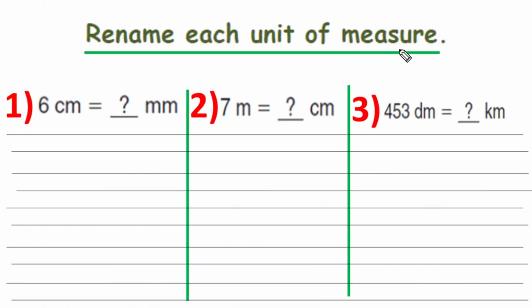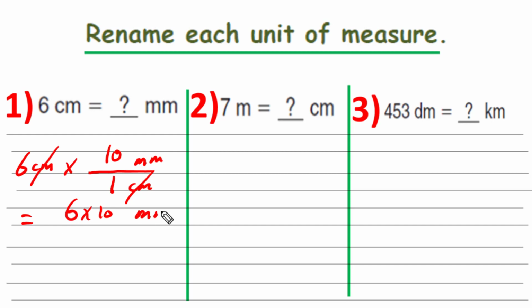Next, measure metric length. Rename each unit of measure. 6 centimeters equals how many millimeters? To convert from centimeters to millimeters, we will use the conversion factor we studied before. So just write 6 centimeters times, we need to write centimeter down and millimeter up. Now 1 centimeter equals 10 millimeters. Just cancel the common unit. We get 6 times 10 millimeters, so it is equal to 60 millimeters. Now 6 centimeters is equal to 60 millimeters.